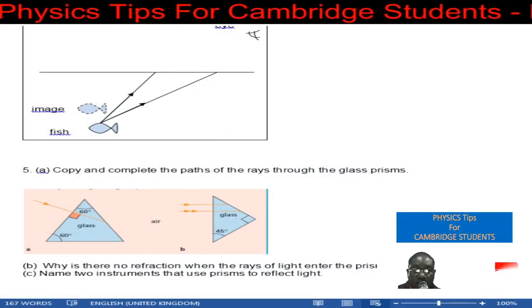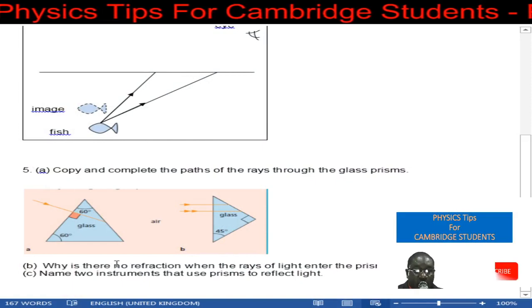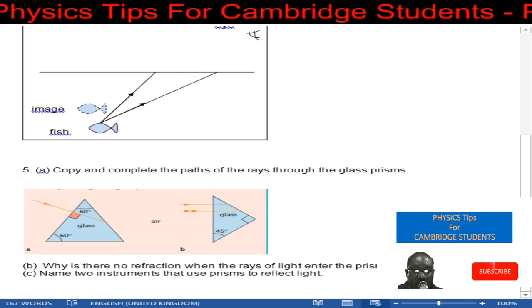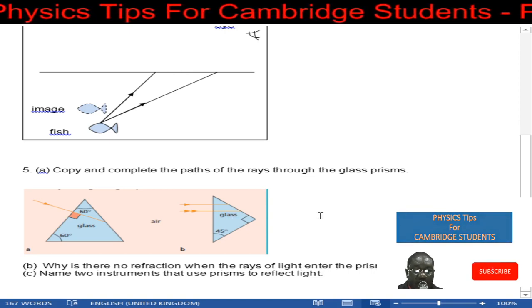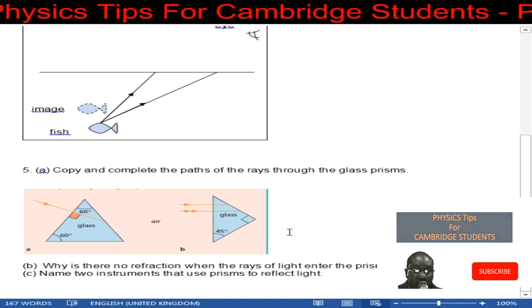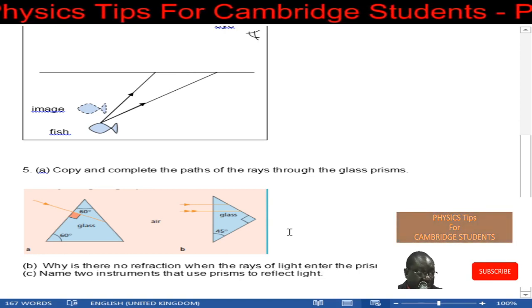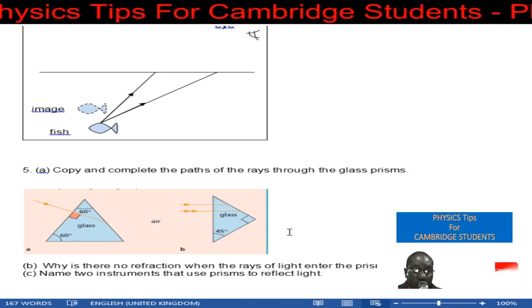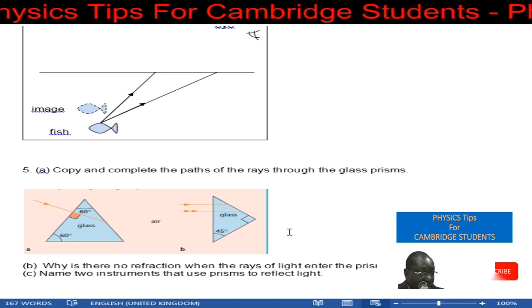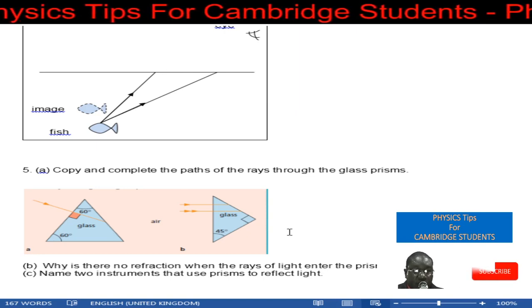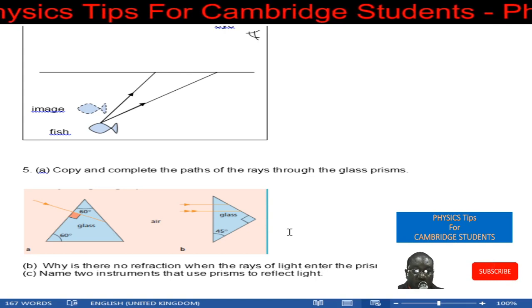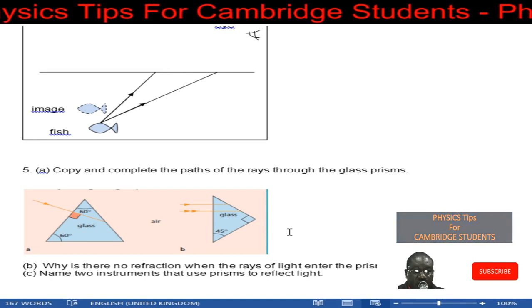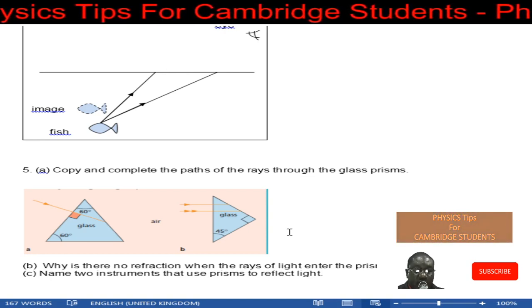Then part B says, why is there no refraction when the ray of light enters the prism? I've already answered this one. When it enters at an angle of incidence of 0 degrees, there is no refraction that occurs, that is through the line of the normal. And then lastly, name two instruments that use prisms to reflect light. We have binoculars, and also we have periscopes. So these instruments use prisms.